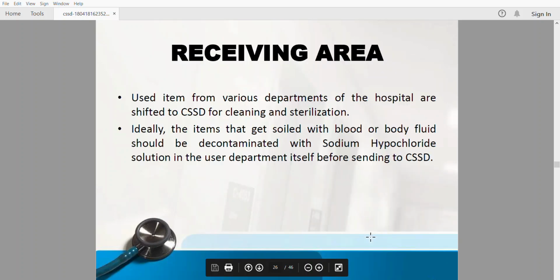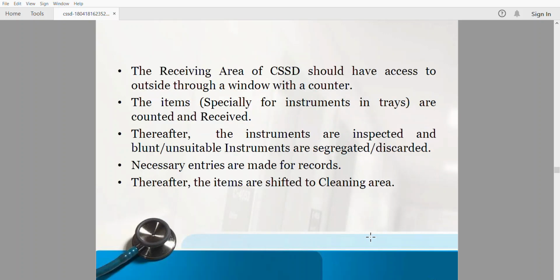Receiving area. Used items from various departments of the hospital are shifted to CSSD for cleaning and sterilization. Ideally, items soiled with blood or body fluid should be decontaminated with sodium hypochlorite solution in the user department itself before sending to CSSD. The receiving area of CSSD should have access to the outside through a window with a counter. Items are counted and received, especially instruments in trays. Thereafter, the instruments are inspected, and blunt or unsuitable instruments are segregated and discarded. Necessary entries are made for records. Thereafter, the items are shifted to the cleaning area.